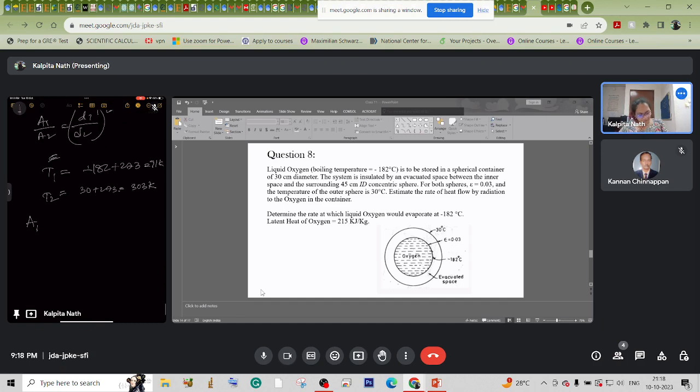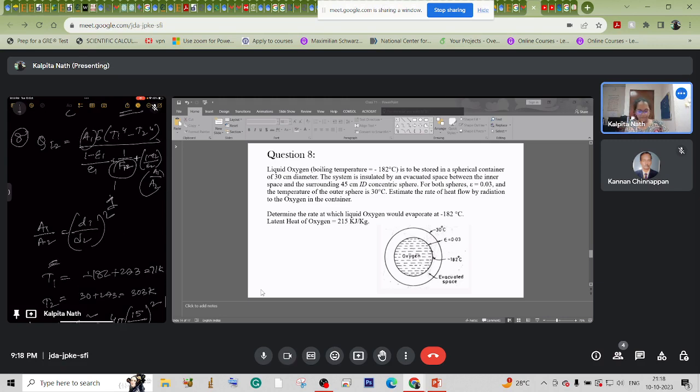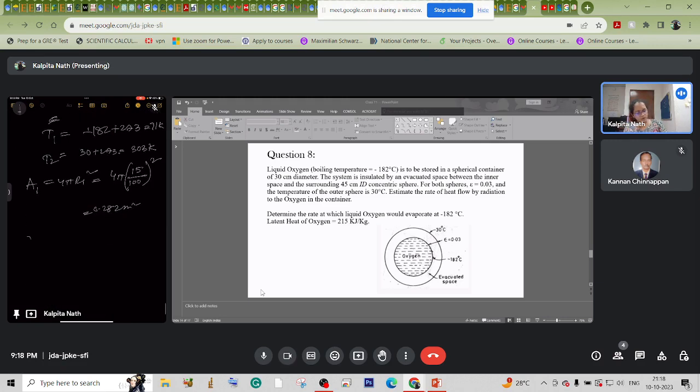Now the area for surface 1 will be equal to 4 pi r1 square, that is equal to 4 pi into 15 upon 100, because this is in centimeter, whole square, this is 0.282 meter square. For surface 2, it's not required, here only area 1 is required. So now we'll just put all the values.